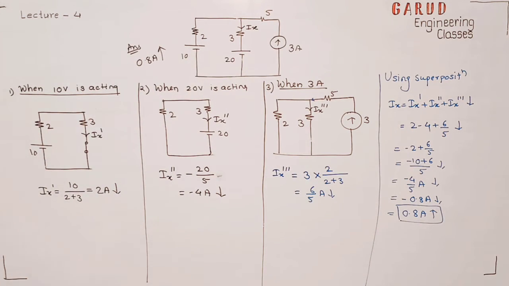Okay. So see the superposition, very simple. I revise. In superposition, suppose there are 3 sources. We have to consider one source at a time. So first we consider in case 1, when we consider 10 volt is acting alone, that time we short 20 volt and we open 3 ampere and we mark like Ix dash. When 20 volt is acting alone, that time we have to short 10 volt and open 3 ampere, and that time we have to mark Ix double dash. Third case, when 3 ampere is acting, that time 20 volt and 10 volts are shorted, and that time we have to find Ix triple dash.